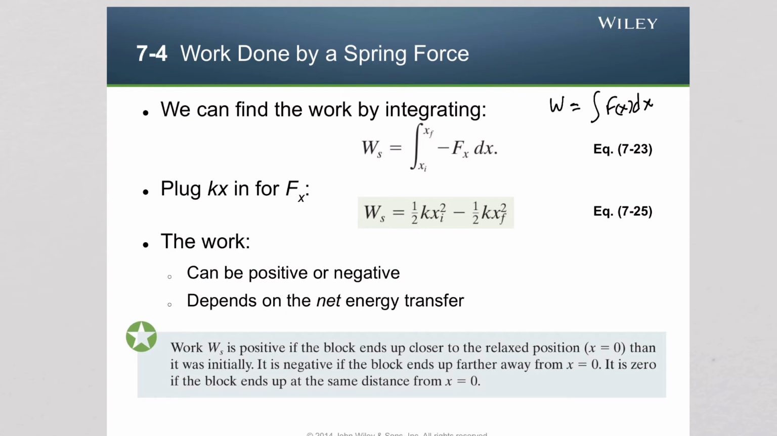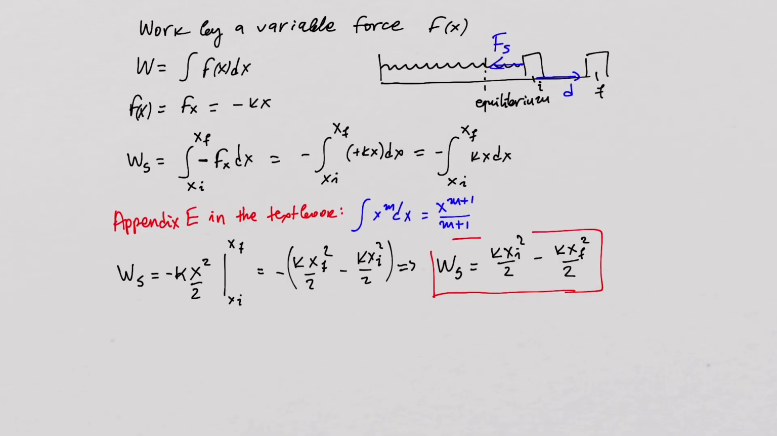The work done by the spring force can be positive or negative, and it also depends on the net energy transfer. The work Ws is positive if the block ends up closer to the relaxed position than it was initially, and it is negative if the block ends up further away from the relaxed position than it was initially, and it is equal to 0 if the block ends up at the same distance from the relaxed position, which means no displacement. I want to show you the derivation of the formula for the work done by the spring force.